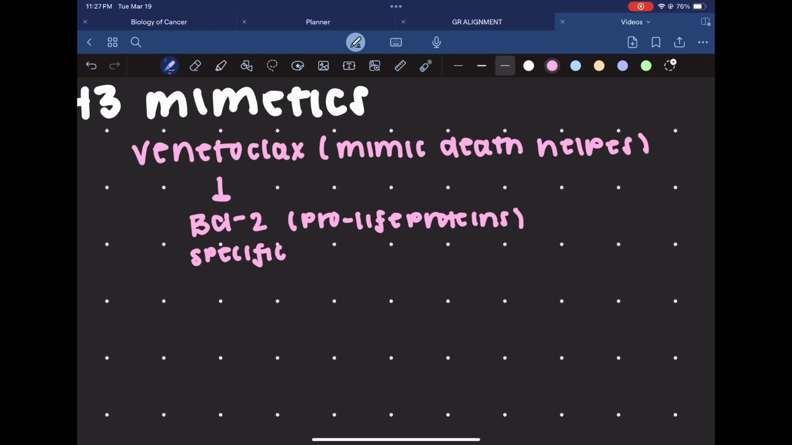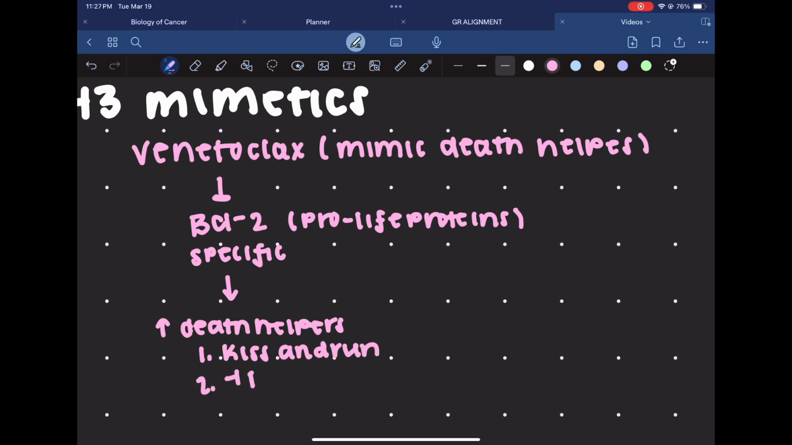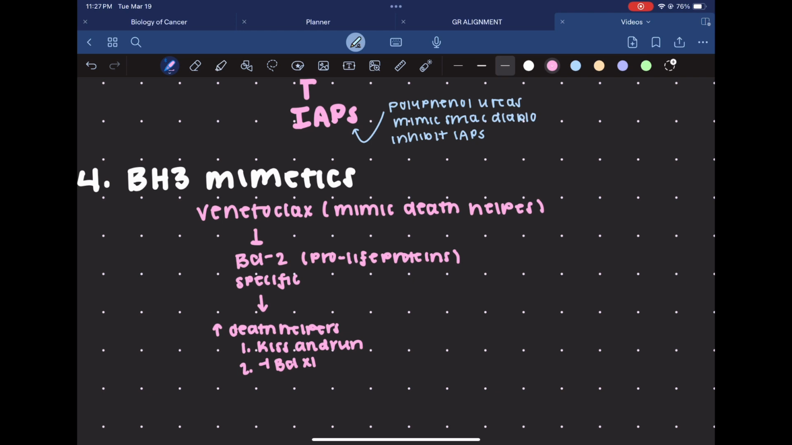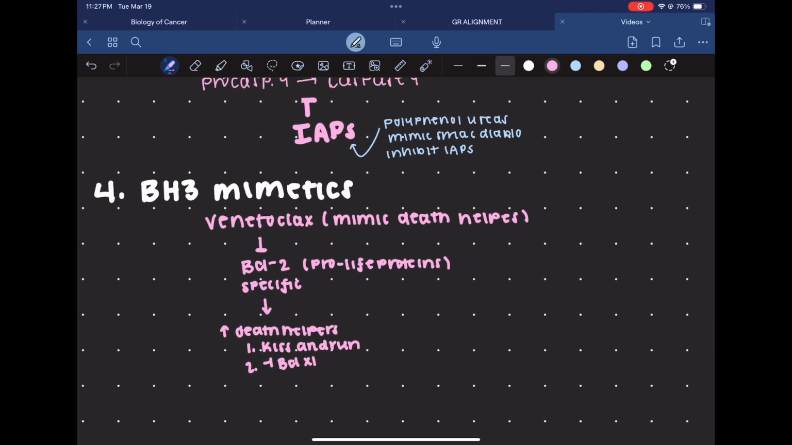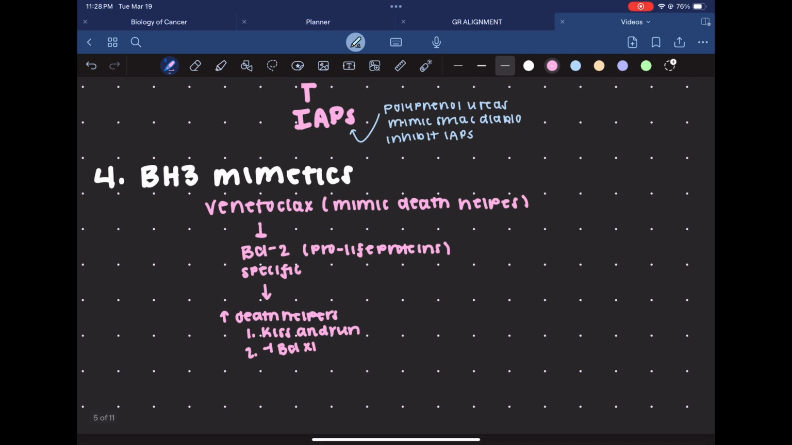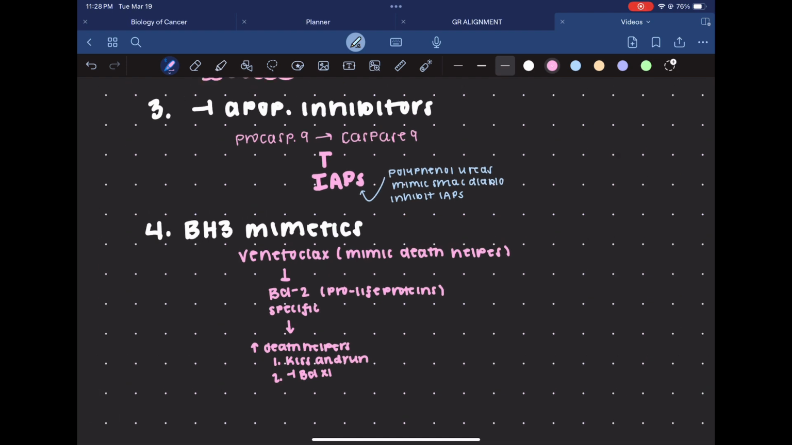So it cannot interact with BCL-XL or MCL1 or other of our pro-life proteins. It's only going to inhibit BCL2, and downstream of this, it can increase the activity of our death helpers in both the kiss and run activity and also in inhibiting BCL-XL, because venetoclax is taking care of BCL2. That's our big example of our BH3 mimetic that is going to be inhibitory of those pro-life proteins.